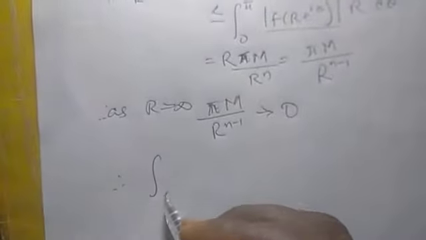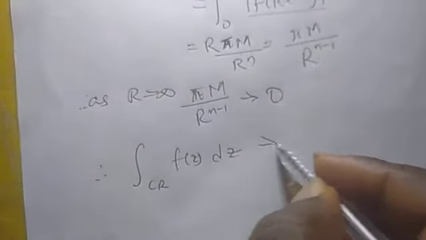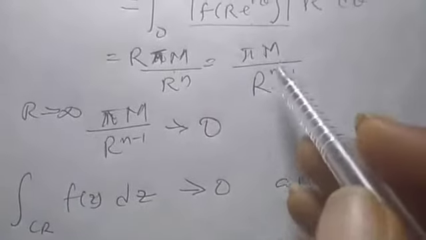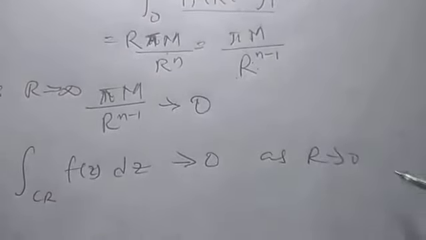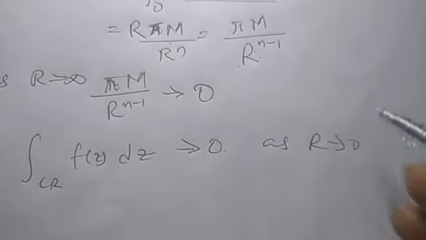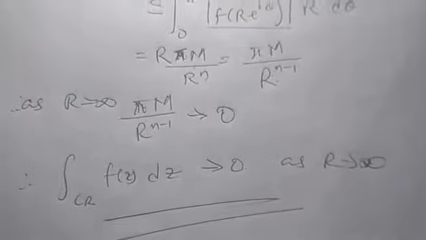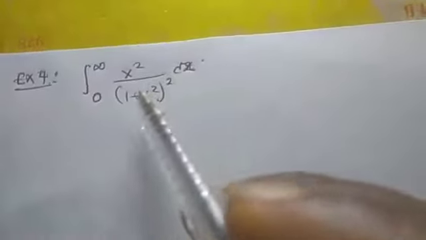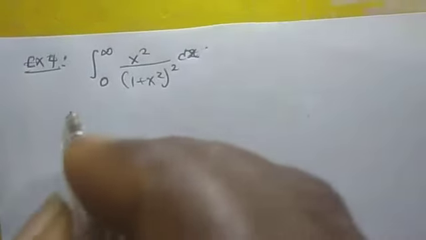Therefore, we can now say that the integral over C big R of f of z dz tends to 0 as R tends to infinity. Anything over infinity will give me 0. So this tends to 0 as R tends to infinity, and that completes the proof. Let's take an example on this type of integral. We want to evaluate this using Residue's theorem.